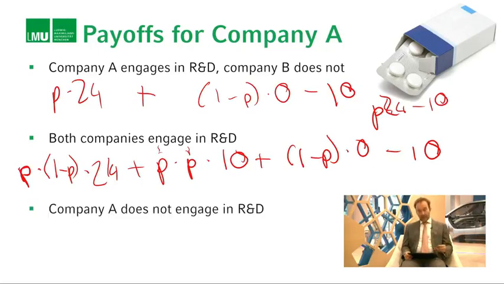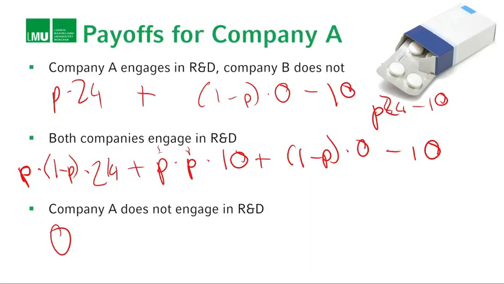What if company A does not engage in R&D? Well, simple: you don't spend anything and you don't get anything. So your profits are going to be 0. We can now take all these numbers that we saw in the previous slide and put them into a matrix.